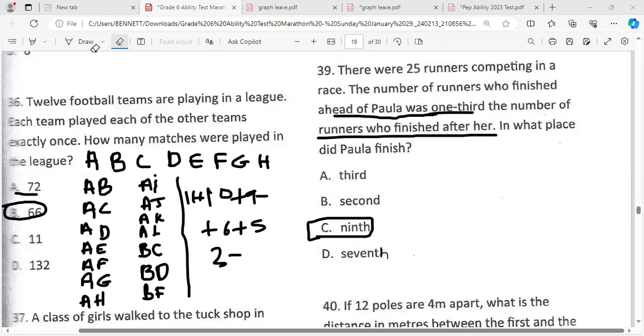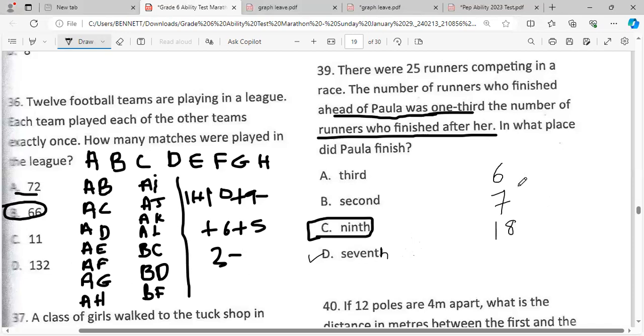All right, guys. So we decided that it couldn't be 17, but 7. I think this one is the correct answer, and this is the reasoning. If Paula finished 7th, that means 6 persons would be ahead of her, right? And it also means that to get to 25, 18 persons would be behind her.